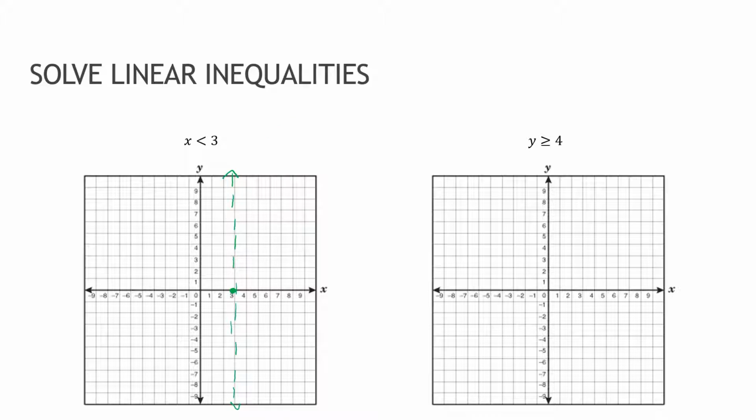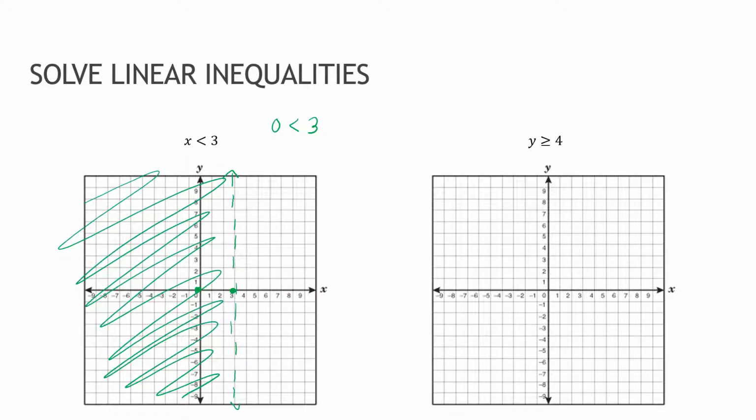And then again, I can choose a test point. 0, 0 is my favorite test point. 0 for x, there is no y to plug it into. So is 0 less than 3? Yes, that is true. So 0 should be shaded. So everything on this side of the line is shaded.